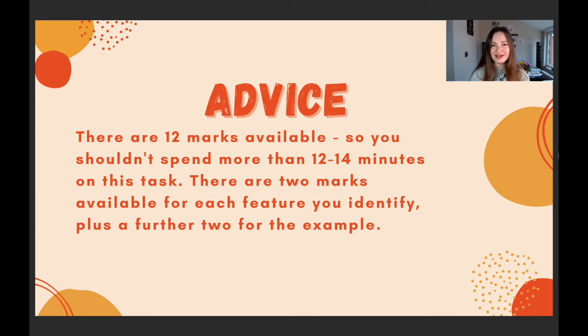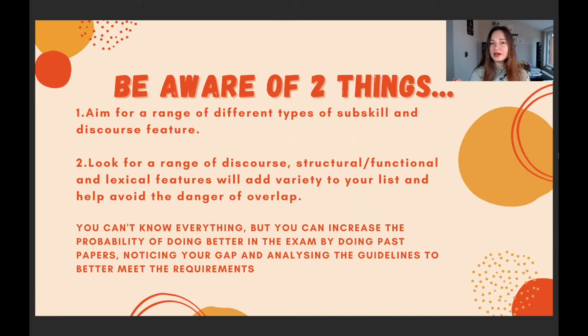And the advice. There are 12 marks available, so you shouldn't spend more than 12-14 minutes on this task. There are 2 marks available for each feature you identify, plus a further 2 for the example. So examples matter. Be aware of 2 things. Aim for a range of different types of sub-skill and discourse features. Don't talk about the same thing, like grammar or lexis.